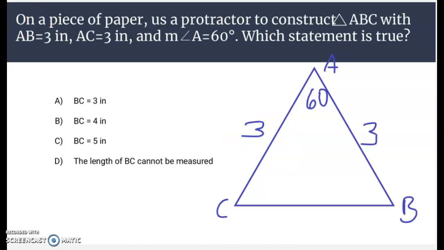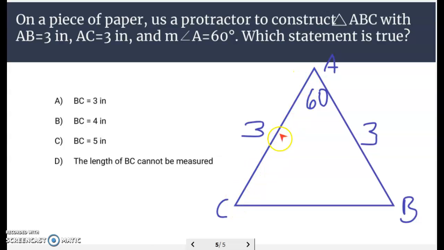Alright, well, how can we determine those other angles? And the question is, which statement is true? They are asking about side BC. It says the length of BC cannot be measured. We'll see about that. But the rest of the choices, BC is either 3, 4, or 5. Now, angles of a triangle have to add up to 180. These two angles here will have to add up to 120 because 120 plus 60 is 180.